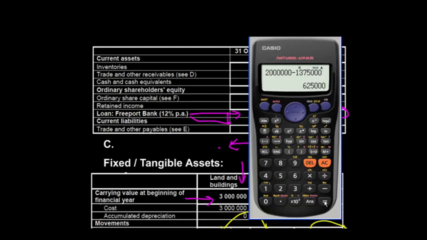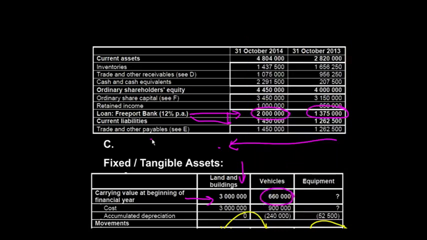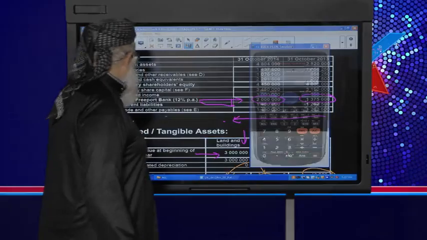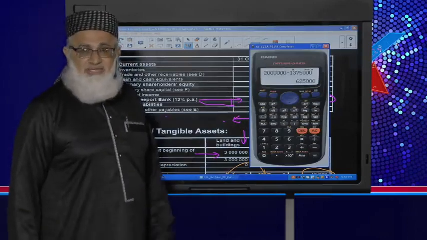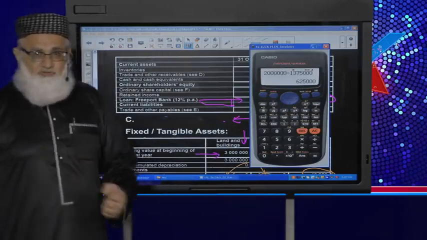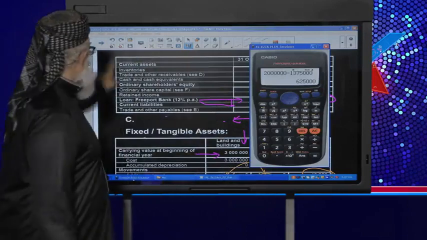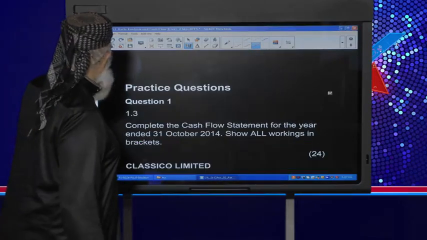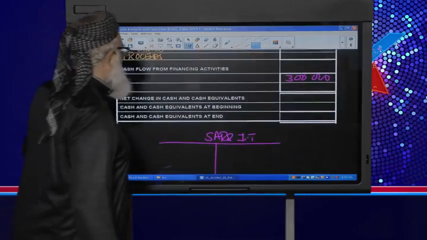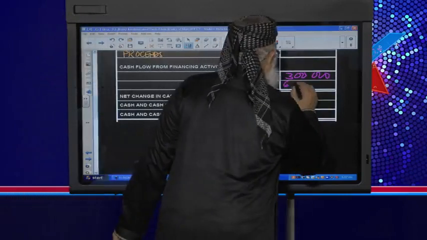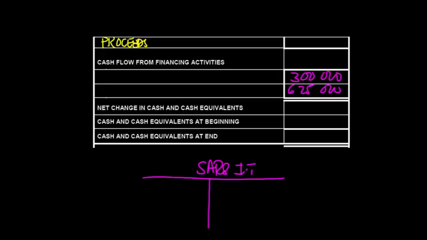Now ask yourself the question, what happened to your loan? Your loan increased. Watch. It was 1,375,000, is now 2 million. There has been an increase in your loan to the value of how much? 625,000. This means that there has been an inflow of cash to the value of 625,000. Obviously, that is what you would slot into your cash flow statement. 625,000 rand. Remember, both are inflows, and obviously the total would be 925,000 rand.